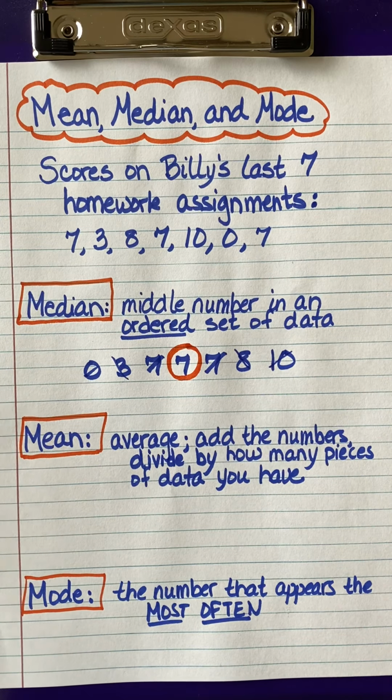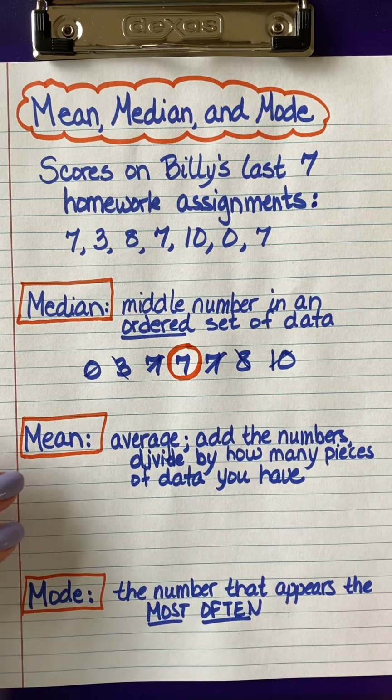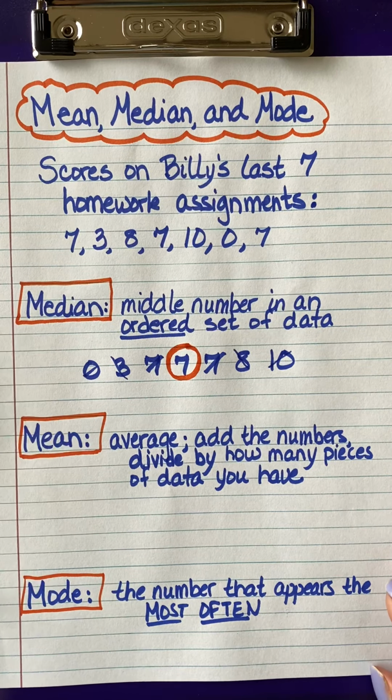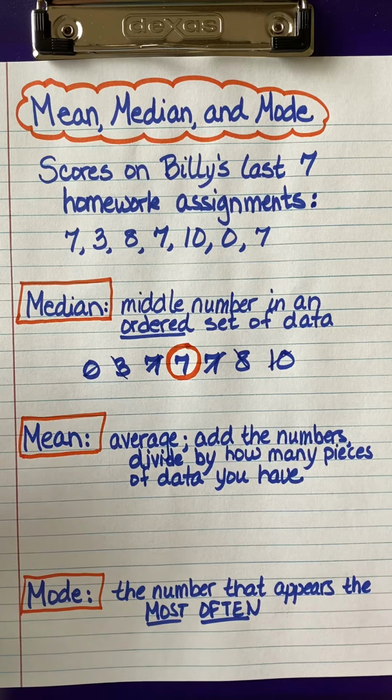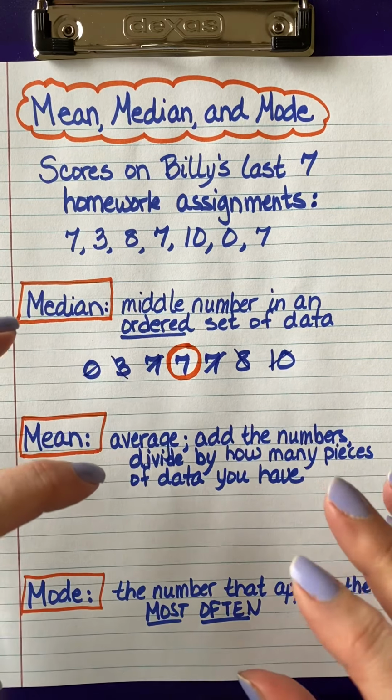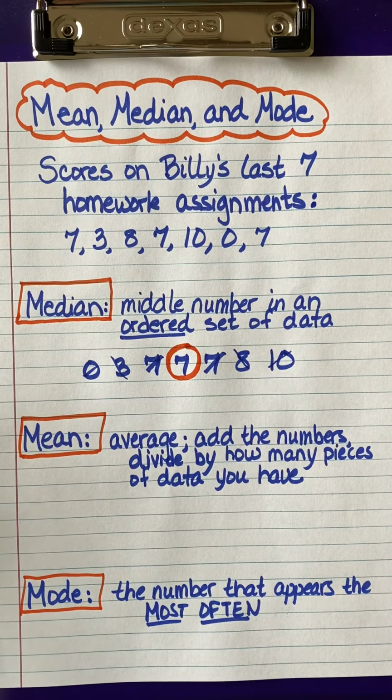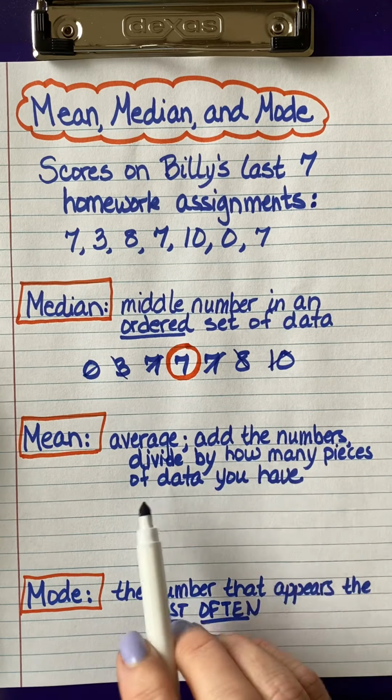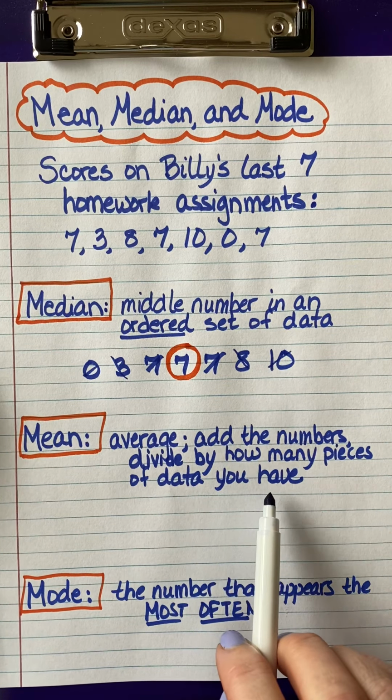All right, the mean is the average. So this is how we calculate your grades, for instance. We put all of them into, I sometimes refer to it as the pot. Here's all the points that you earned, and then we divide by how many points you could have earned. Okay, so add the numbers and divide by how many pieces of data you have.